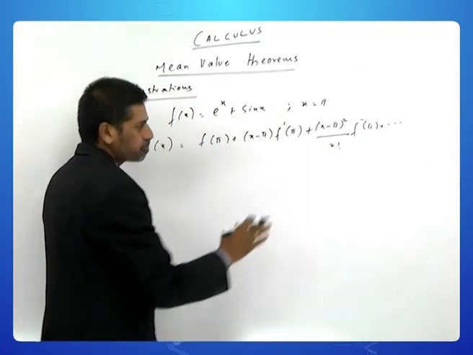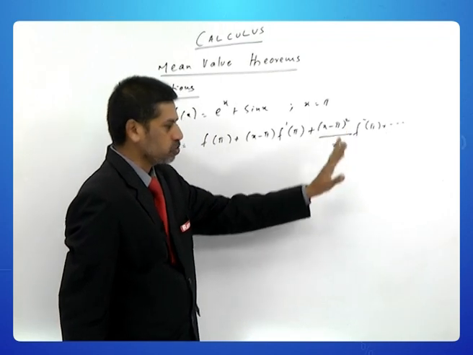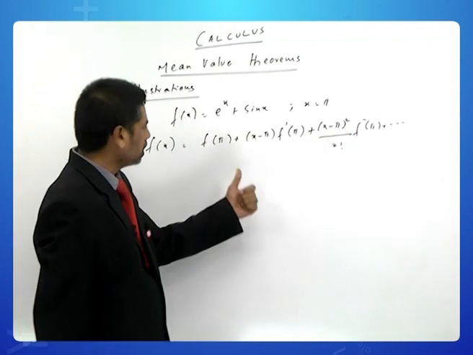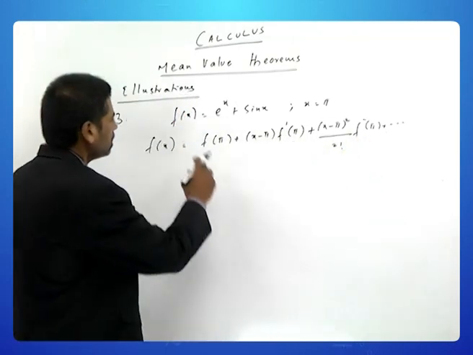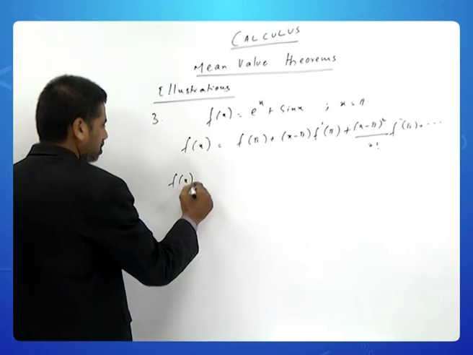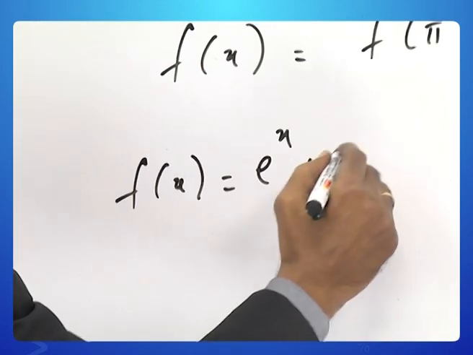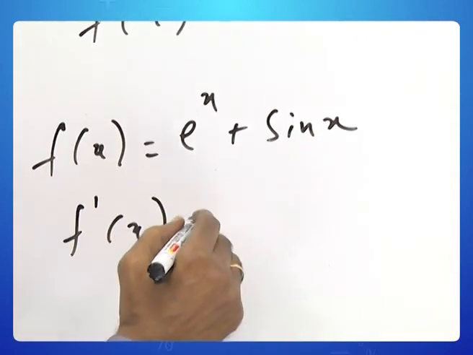So, it is enough to expand till this particular point because we need the coefficient of x minus pi whole square. So, what is needed is f of pi, f dash pi, f double dash pi and so on, which we can easily estimate from the given function. So, let us begin with f of x is equal to e power x plus sin x and go for two derivatives.